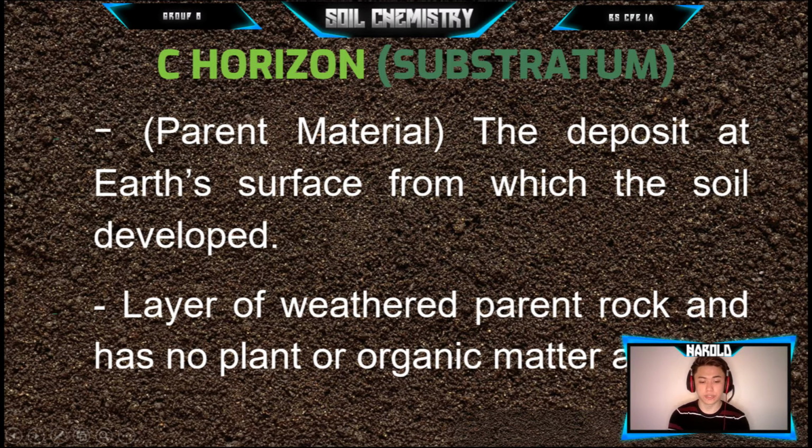So for short, this layer contains much of the material that the soil was originally made from. It will contain rock fragments. Weathering breaks down the parent rock into smaller and smaller pieces of rock, and this layer is most often light in color. And last is the R horizon, or the bedrock.